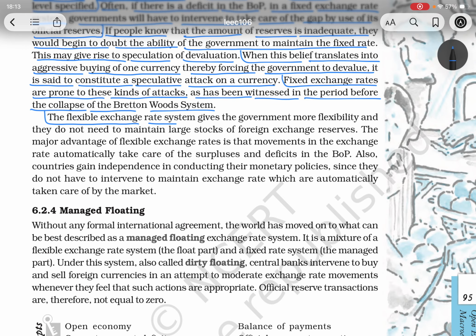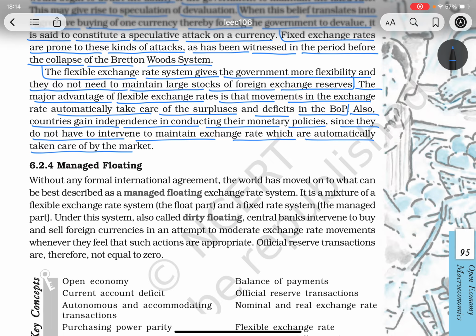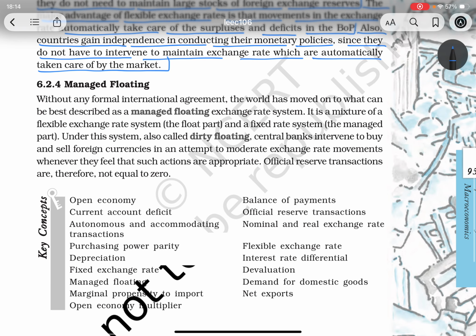The flexible exchange rate system gives the government more flexibility, and they do not need to maintain large stocks of foreign exchange reserves. The major advantage of flexible exchange rates is that movements in the exchange rate automatically take care of the surplus and deficits in the BOP. Also, countries gain independence in conducting their monetary policies since they do not have to intervene to maintain the exchange rate, which is automatically taken care of by the market.